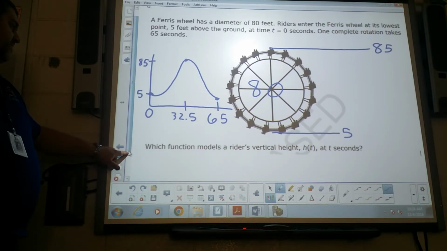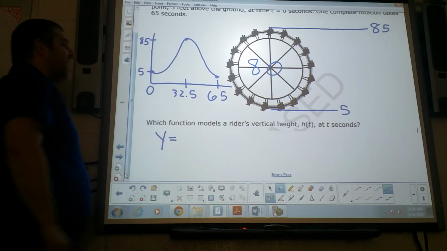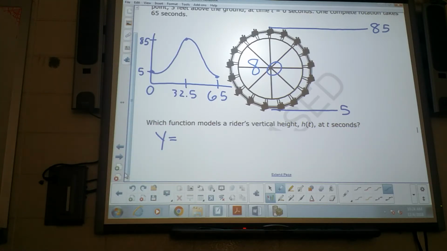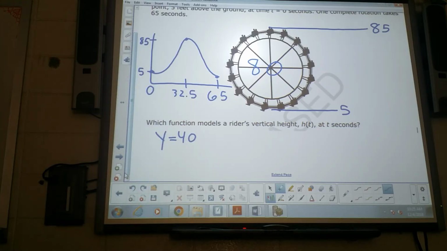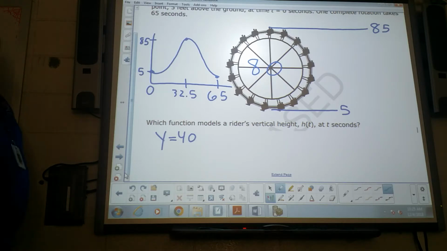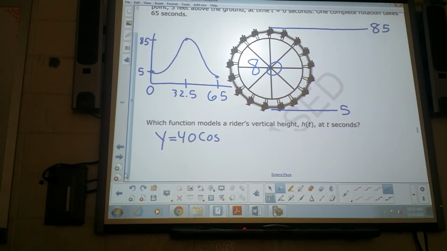Otherwise, the bottom of the Ferris wheel would be scraping the ground every time you went around, which would just be terrible. How would we find A? Simple math. What's the simple math, Alex? 85 minus 5 is 80, divided by 2 is 40. Sine or cosine? Cosine. Can we do a sine one for once? It has to be worded very particularly to be able to get cosine. So that's what I'm worried about.